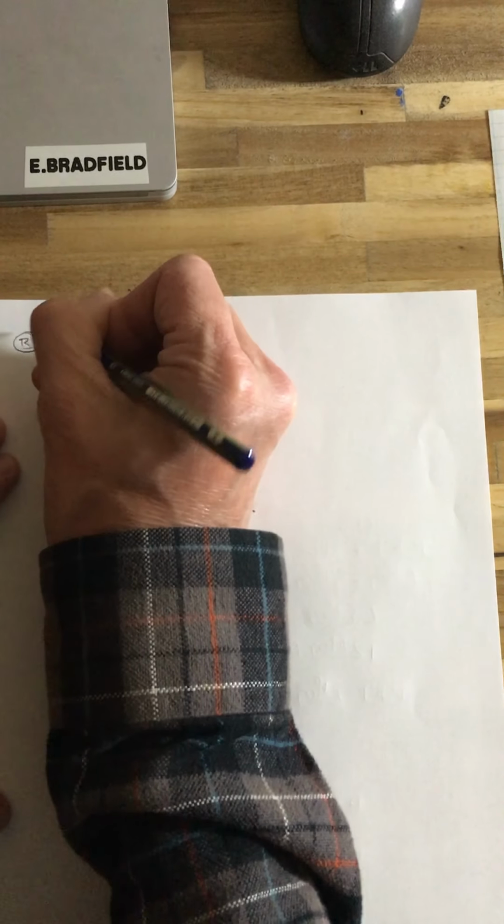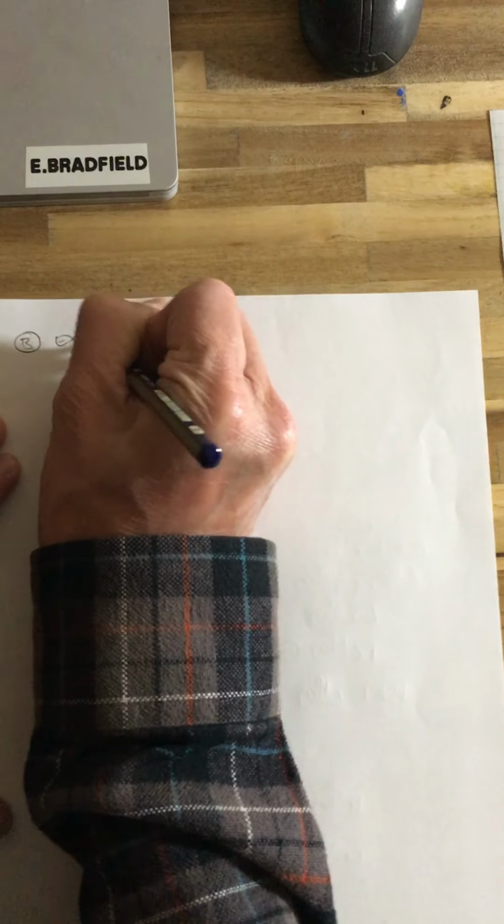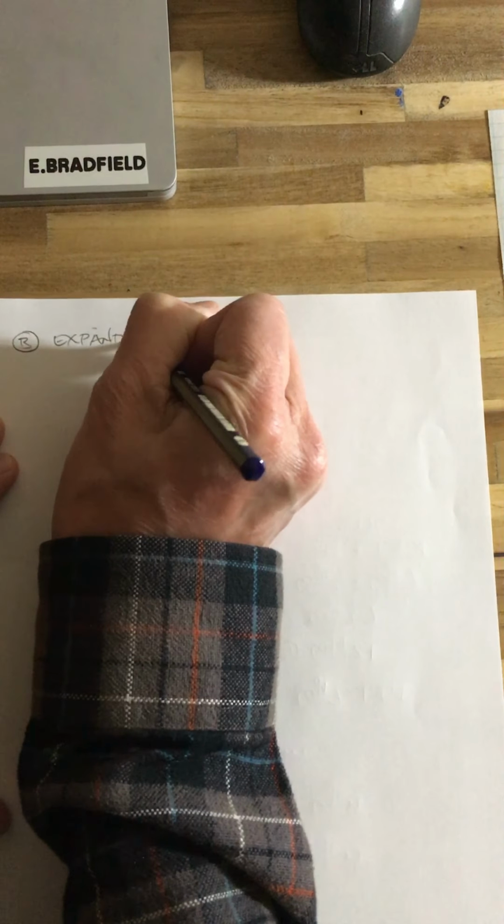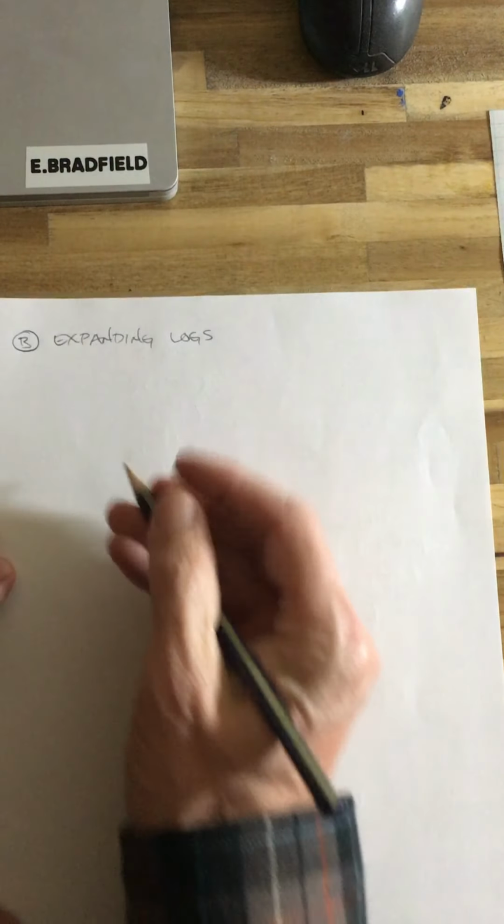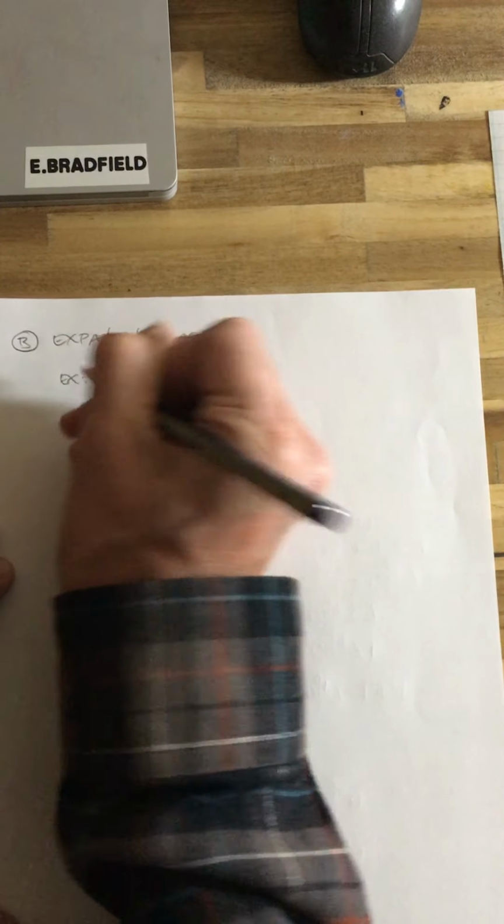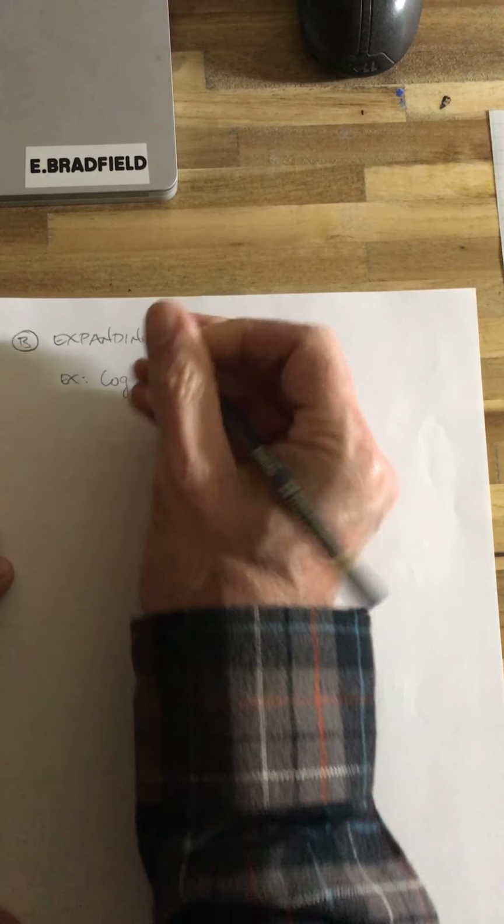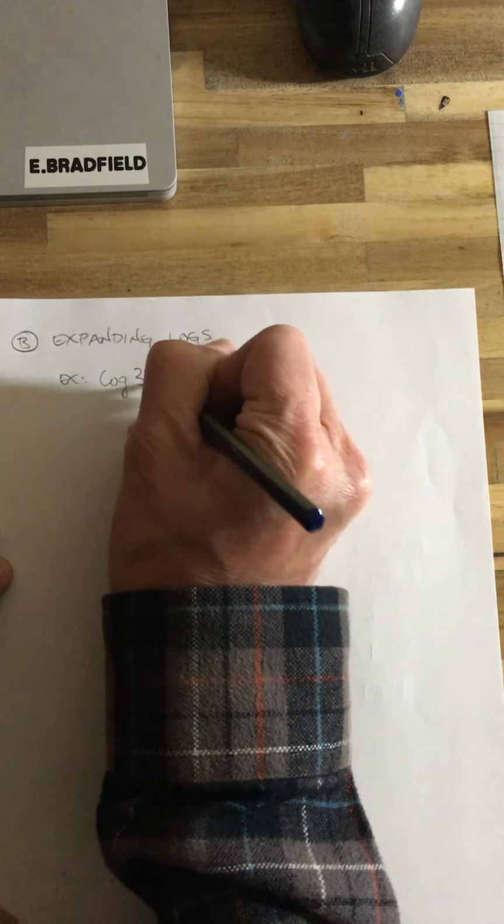Okay, let's do something even more fun. Part B, expanding logarithms. Now you can go backwards and forwards with this. Let me give you one example. We have the log of 3x to the 4th.